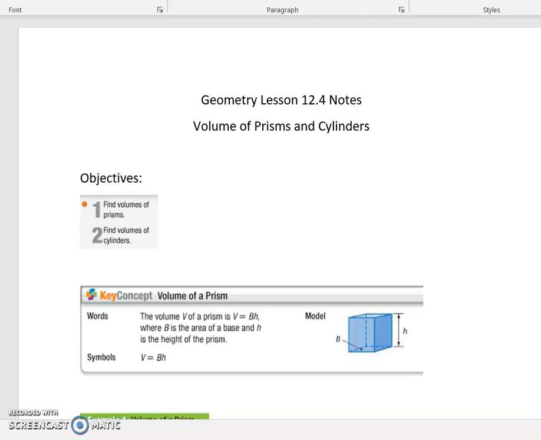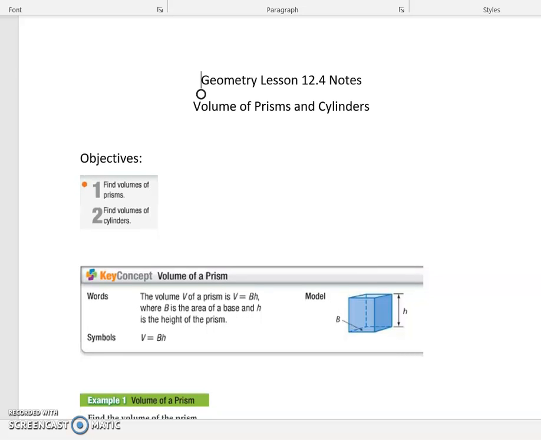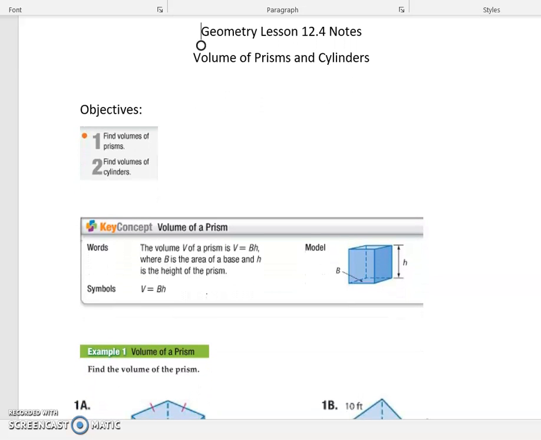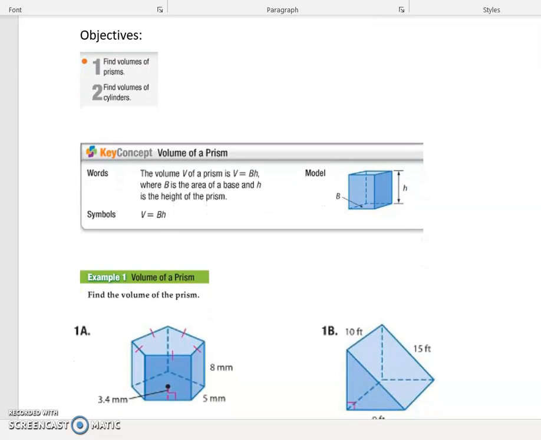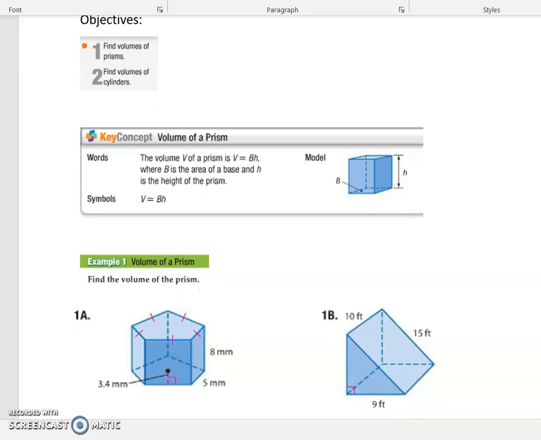Hey guys, good morning. We're going to talk about lesson 12.4, which is volumes of prisms and cylinders. So this is something that you should be pretty familiar with. Hopefully you didn't get it mixed up with the surface area problems, but as long as you're watching the videos, you should be fine. So volume is obviously how much a three-dimensional object can hold. How much space is on the inside of this object.